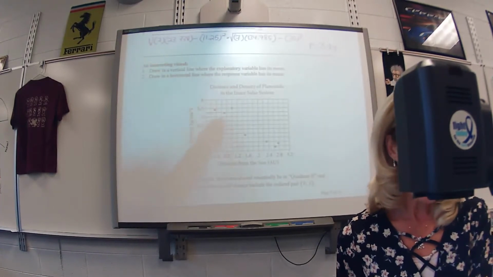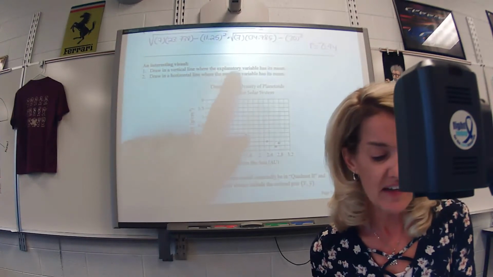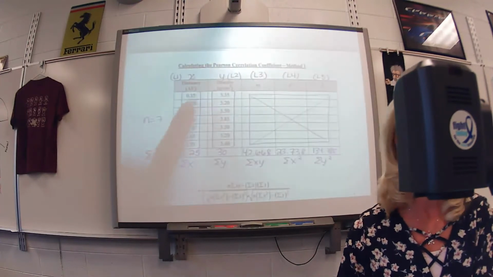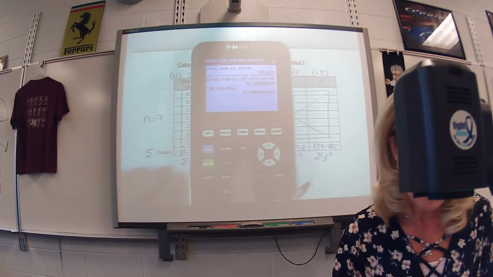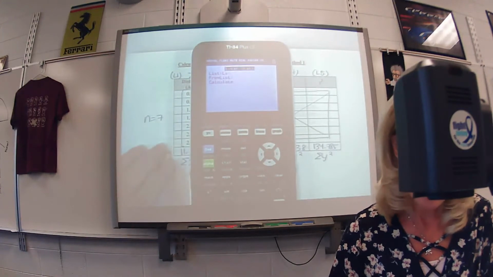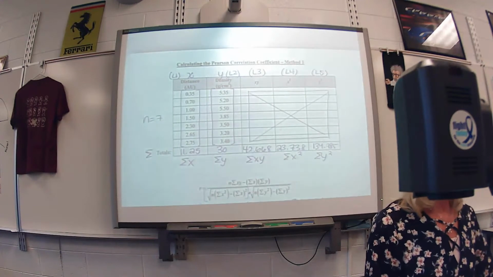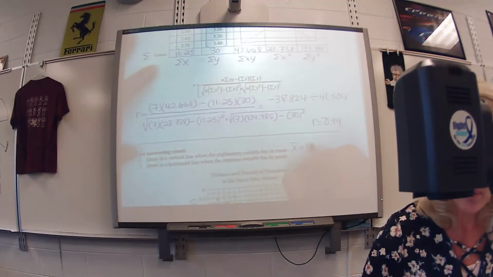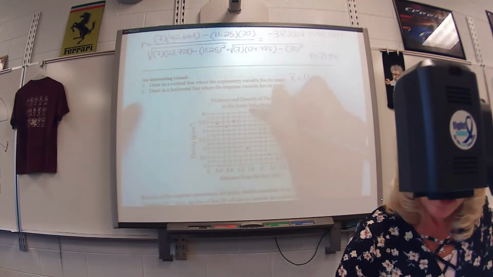All right, I'll end with this. An interesting visual. Draw in a vertical line where the explanatory variable has its mean. Okay, explanatory variable, that is X. Let me quickly do one variable statistics off of L1 again. So the mean is 1.6. Okay, so X bar is 1.6. So I'm going to draw in a vertical line at 1.6.